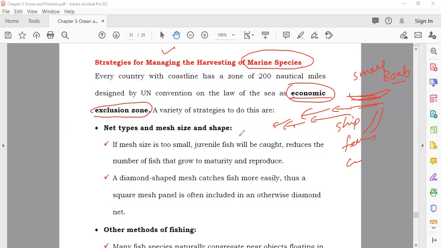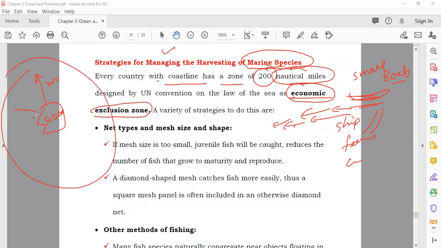According to this, what they said is that every country with a coastal line has a zone of 200 nautical miles. Nautical mile is used in the sea. Like on the land, we're using kilometers, meters, miles. But when they are talking about the sea, they are using nautical miles. They said that, for example, you have Sudan here, let's say, or any country. So you can go 200 nautical miles in all directions.